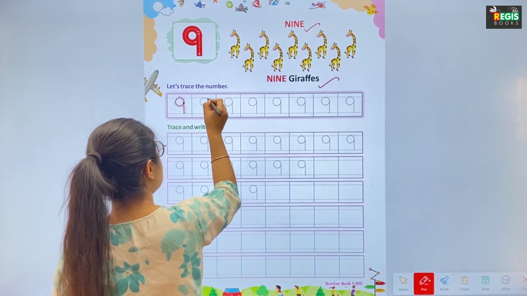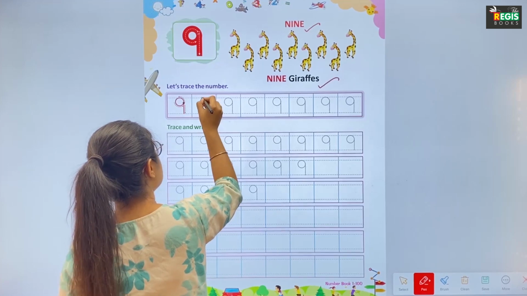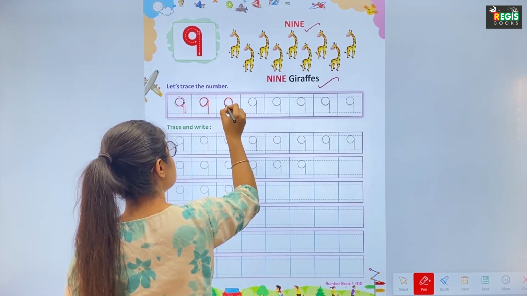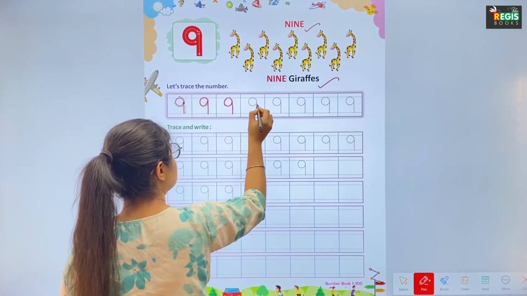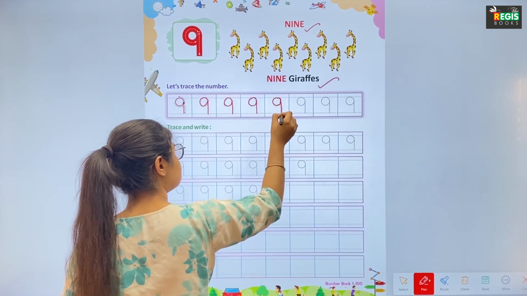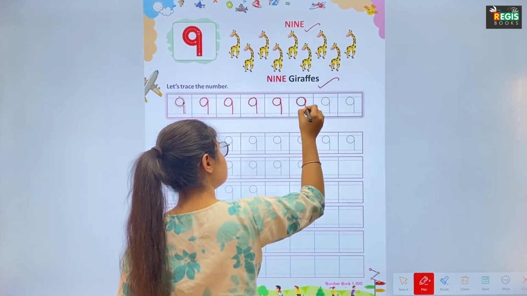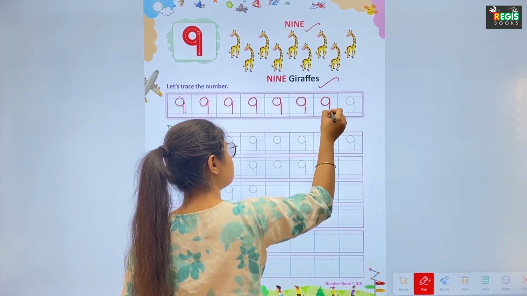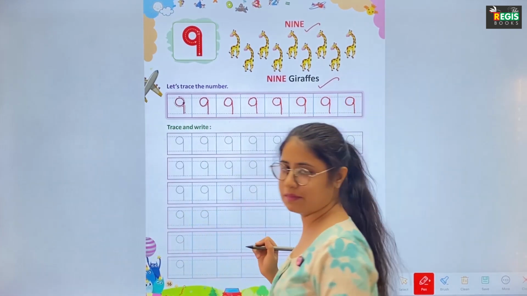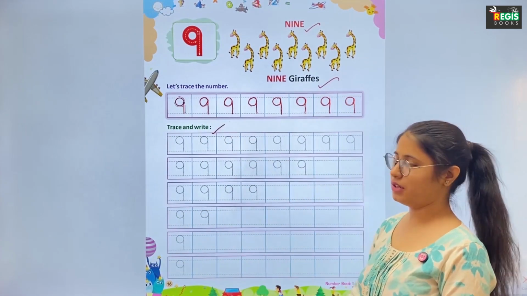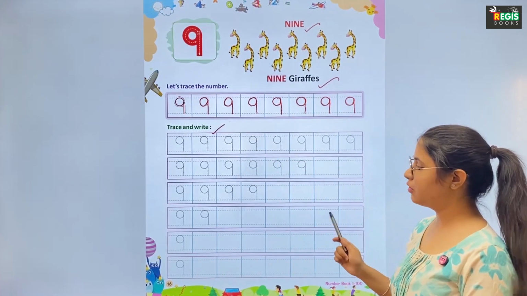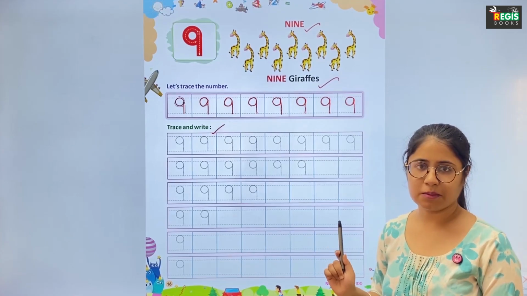So kids, put your pencil on black dot and start tracing the number like this with me. This is how we write number 9. This is number 9. Trace and write. So kids, similarly इन numbers को trace करिए and boxes में लिखकर practice करिए.